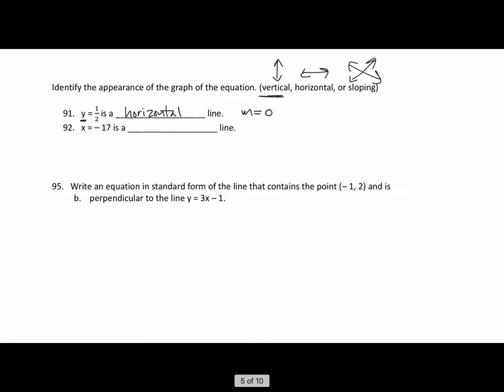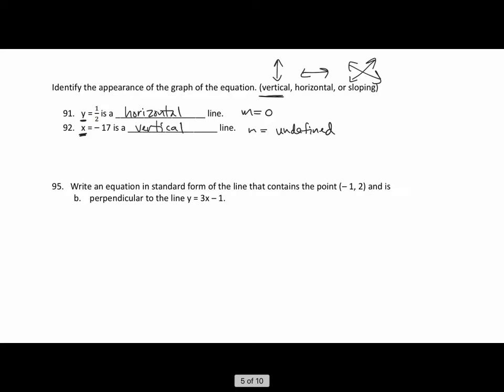For 92, anytime you have an equation which just has the x variable, that means the y variable has been zeroed out, which gives you a vertical line. And the slope of a vertical line, you can tell that there's no run. So when you divide by 0, what do you get? Undefined. So the slope of all vertical lines are undefined.